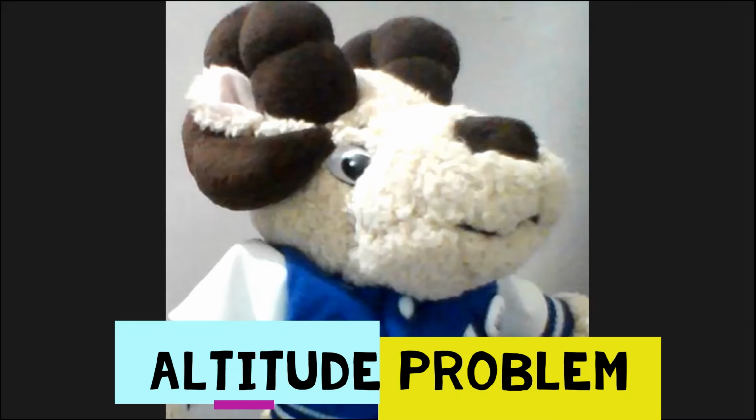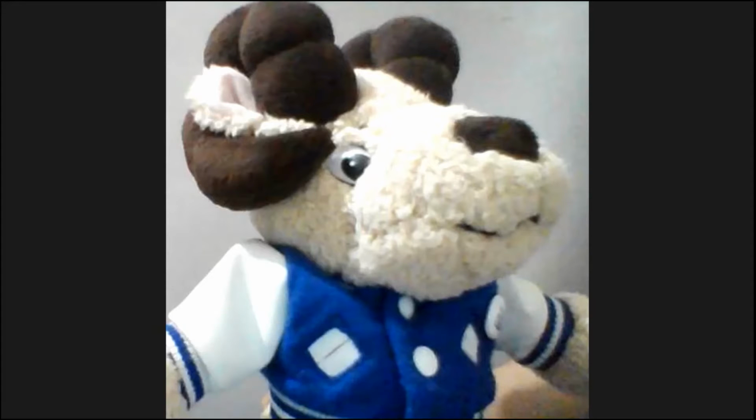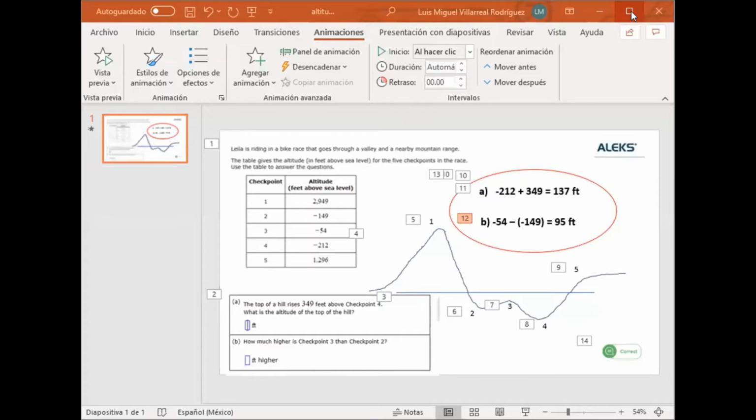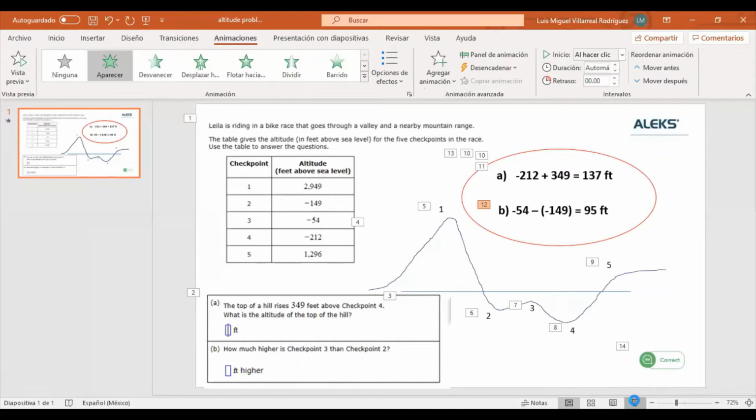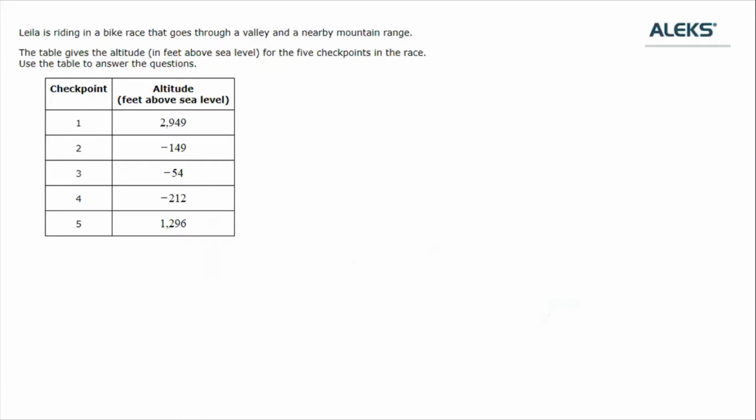This is going to be a video for arithmetic operations using the ALEKS method. This little video is about an altitude problem. We are asked to find two questions comparing the altitude of two different points in this little problem.